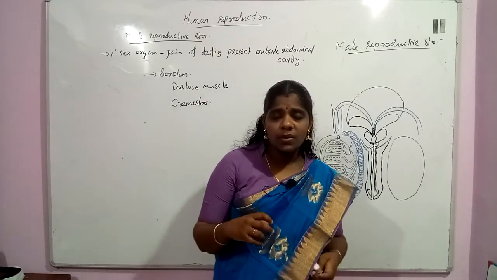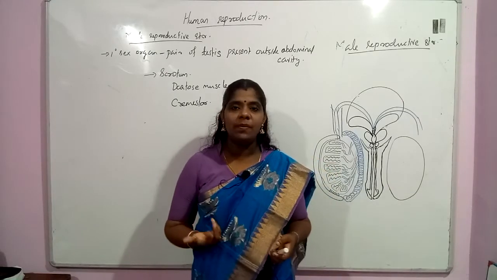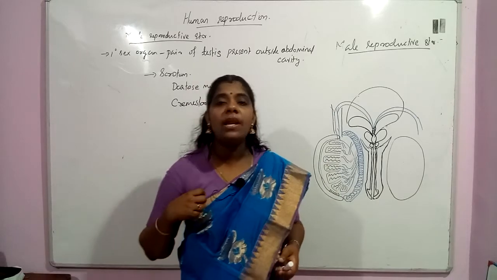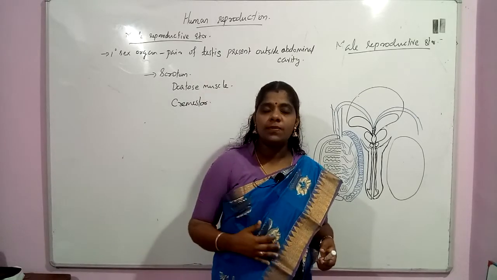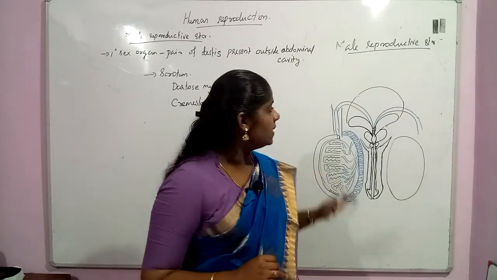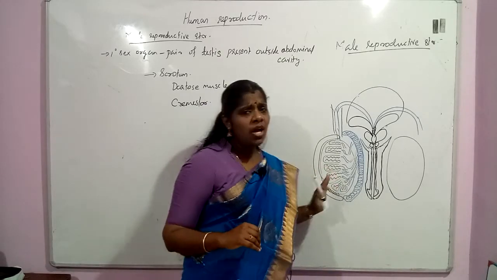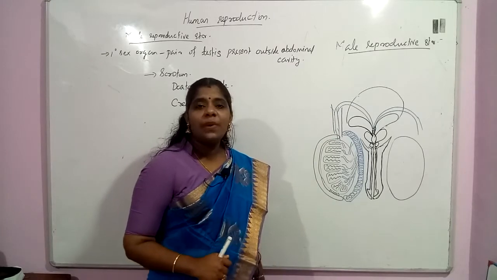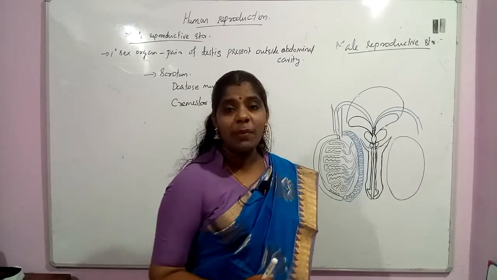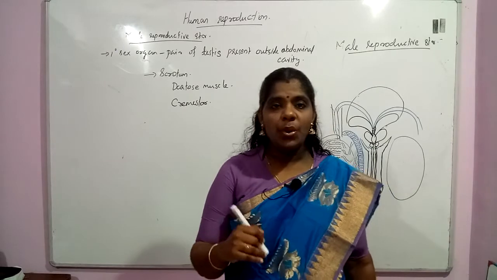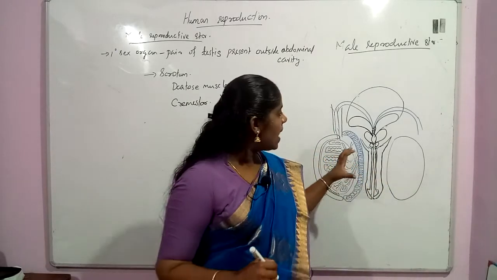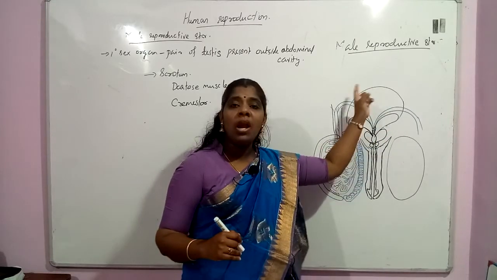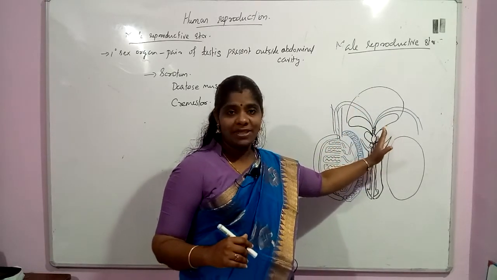So the dartos muscle will help in controlling the temperature inside the testis, and the cremaster muscle will help in elevation of the testis from the abdominal cavity. This much is clear? Now we are going to see the inguinal canal through which the spermatic cord is passing. The spermatic cord is a connection between the abdominal cavity and all the remaining reproductive structures, which are present in the pelvic region.